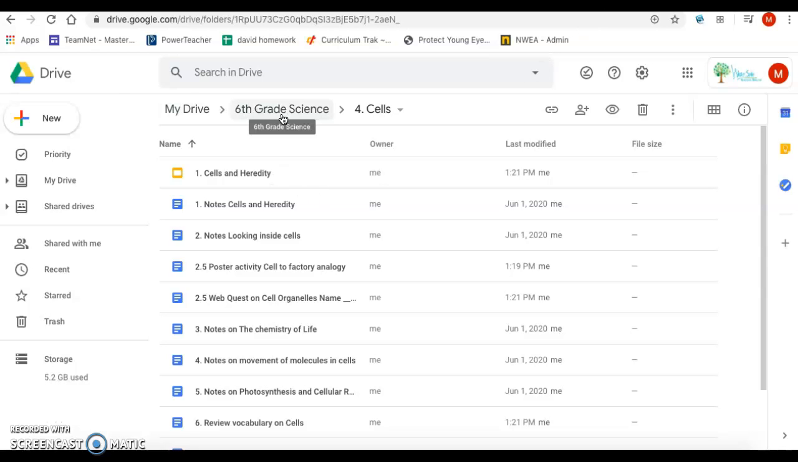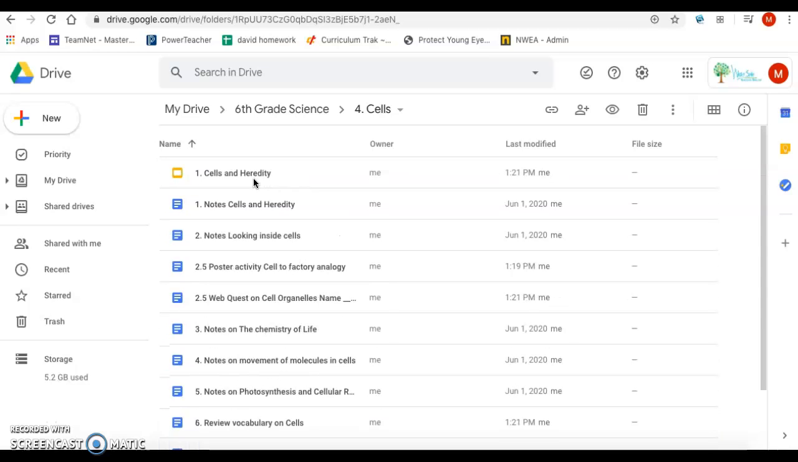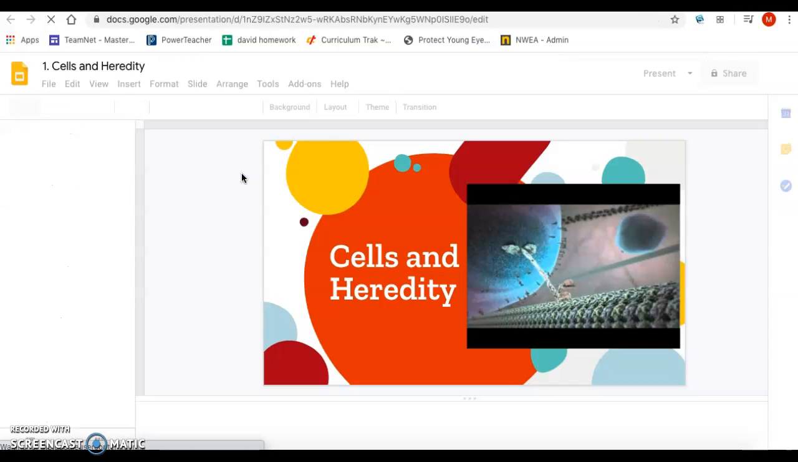We are taking a look at sixth grade science, and this is Unit 4, cells. We're getting out of weather, we're going into cells. Students definitely loved this unit. I'm going to jump into the notes first and then show you other stuff as well.